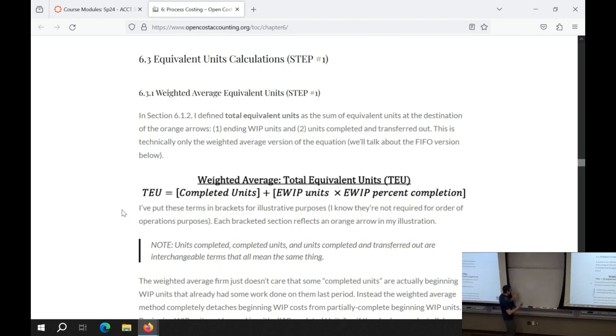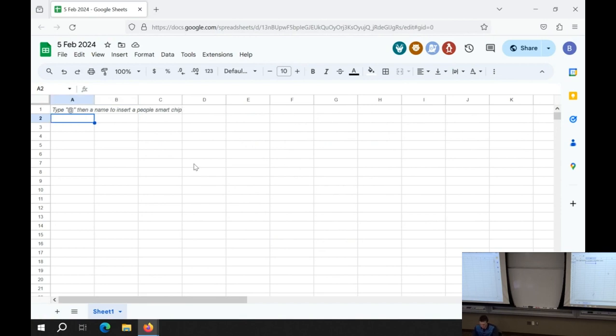Actually, let me give one more rundown. In fact, I'll do this in the Google sheet. I did some typology of questions that one week of ABC, and I thought that was worthwhile. So process costing questions. This is kind of the flow. This is the process of process costing.